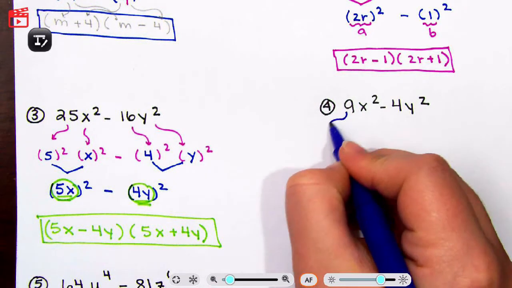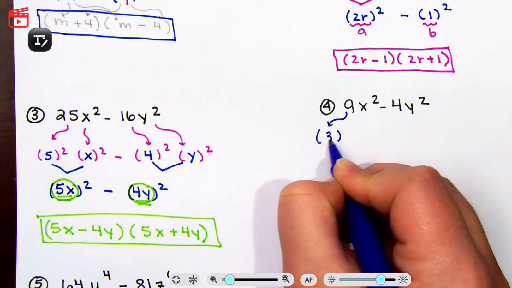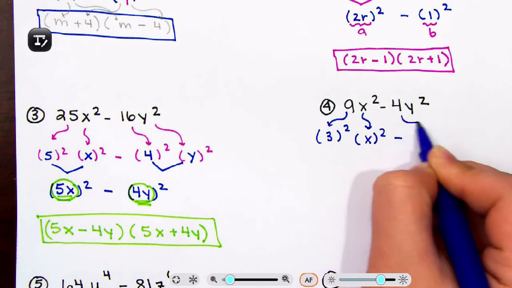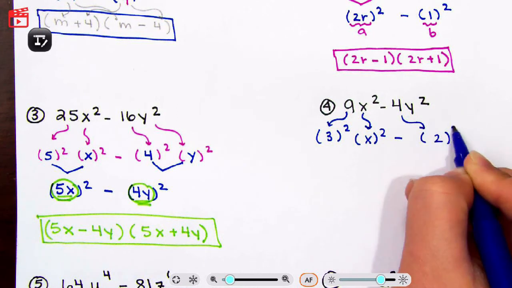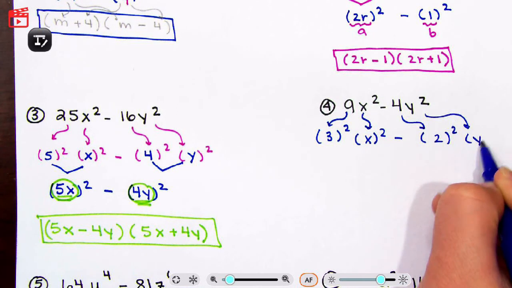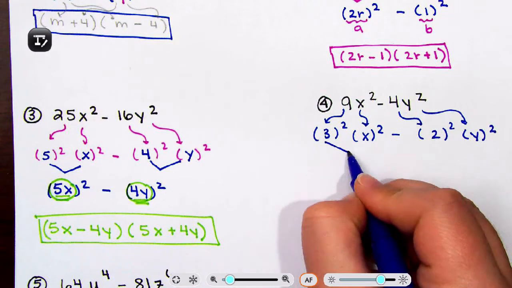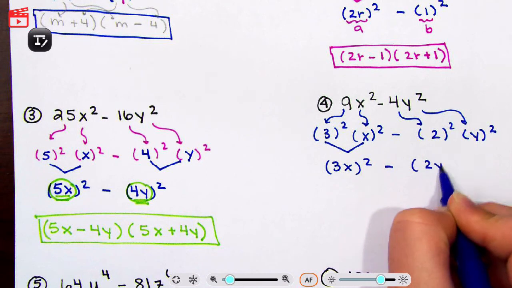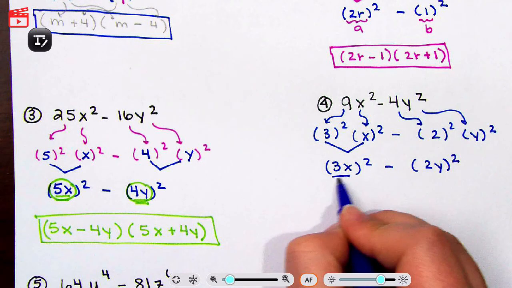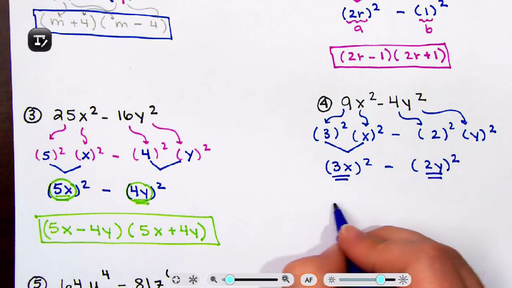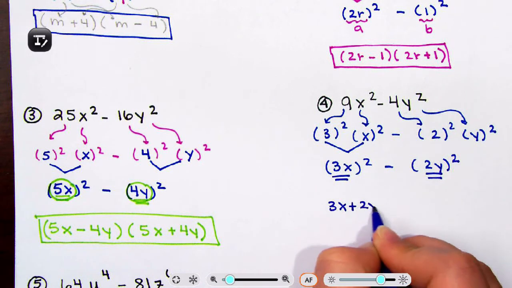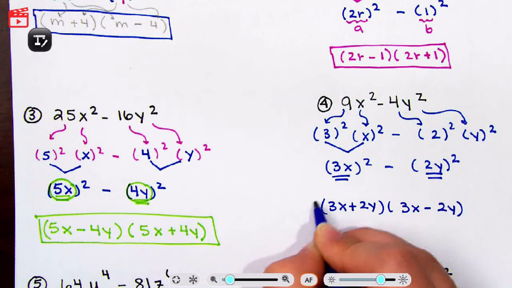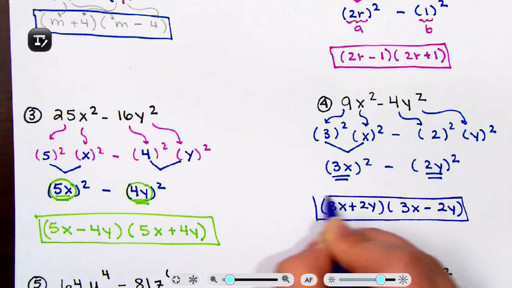Let's do that one more time. Again, 9 is a perfect square of 3 squared. x is a perfect square of x squared. 4 is a perfect square of 2 squared, and y is y squared. 2 bubbles, make them into 1, so 3x squared minus 2y squared. That means this is our a, this is our b. 3x plus 2y times 3x minus 2y are our factors. Let's go ahead and move on.